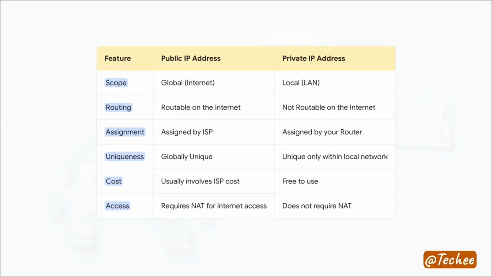Okay, so let's just quickly compare them side by side to make it super clear. When we talk about scope, public IPs are global. They work on the whole internet. Private IPs, they're just local for your home network. Then there's uniqueness. A public IP has to be one of a kind, totally unique across the entire world. But a private IP, it only needs to be unique inside your house. And finally, who hands them out? Your ISP gives you your one public address, but it's your own router that assigns all those private addresses internally. It's a really great way to see the key differences at a glance.